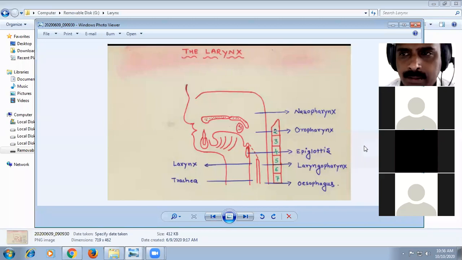Okay. So with this, I am completing the pharynx and the introduction of the larynx, and the intrinsic muscles of the larynx I am covering in the next lecture. So today's lecture covers all about the larynx and pharynx. Important topic.